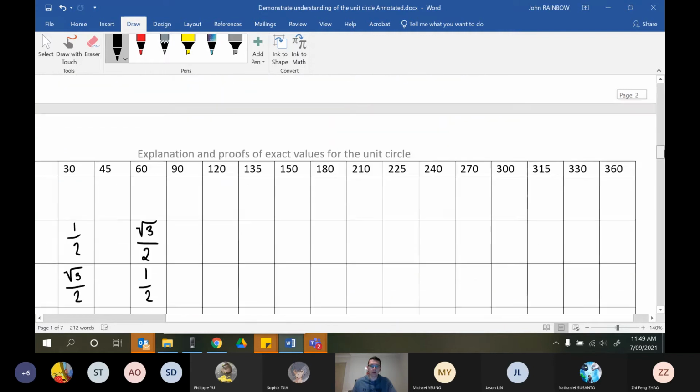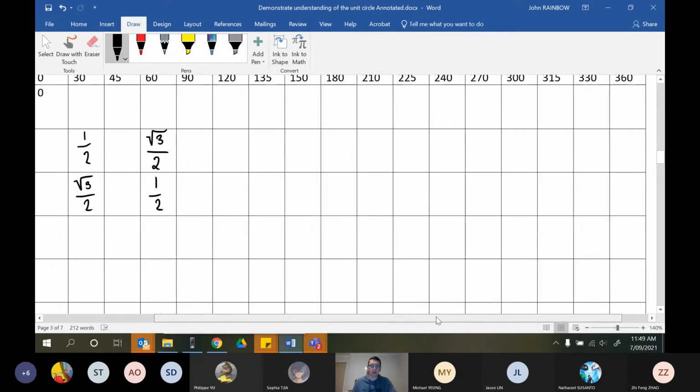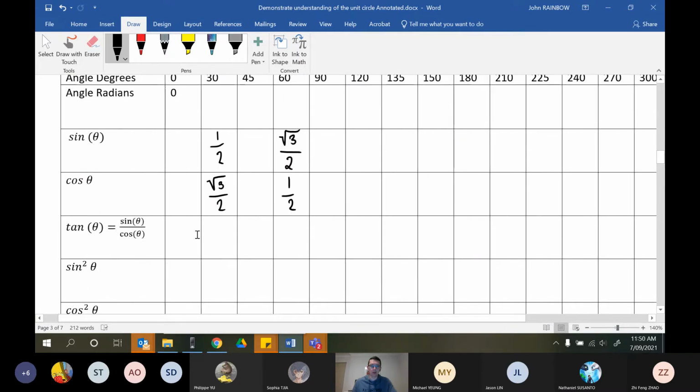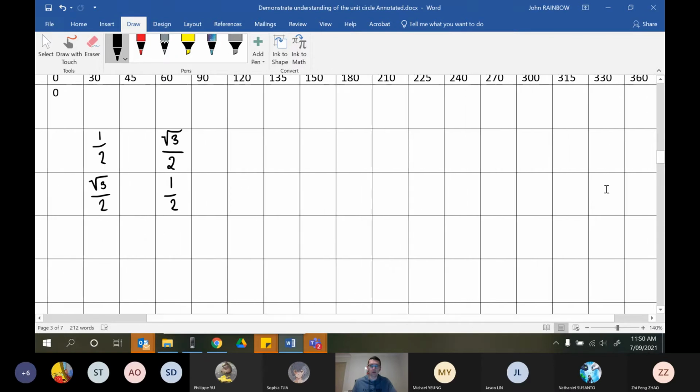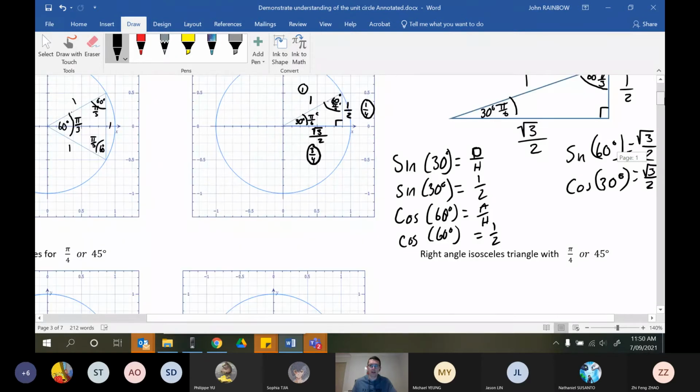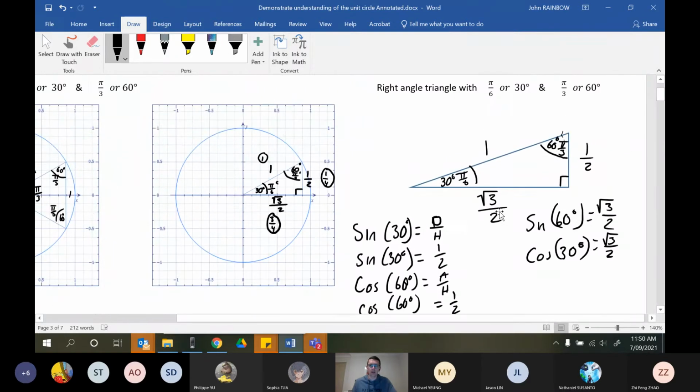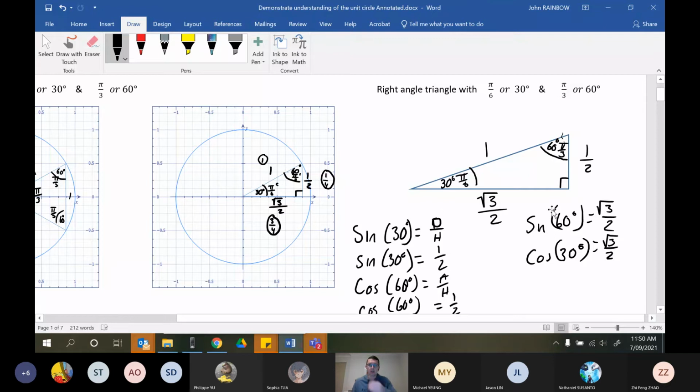Why we can say tan is sine on cos is because what we need to understand is that really sine is just a measurement of my opposite length.